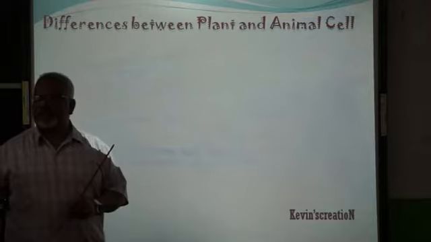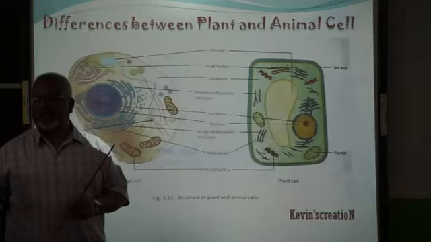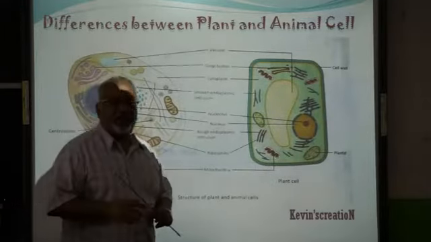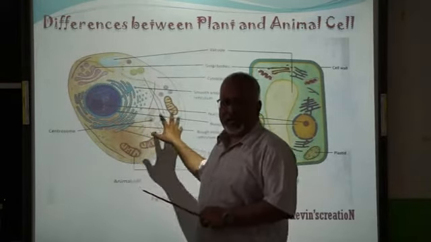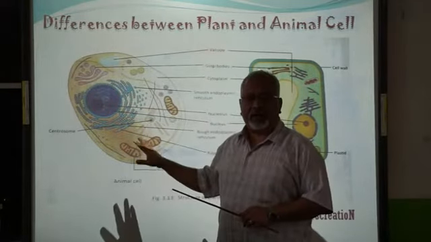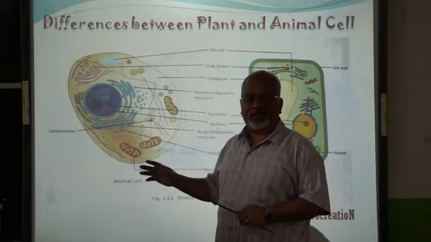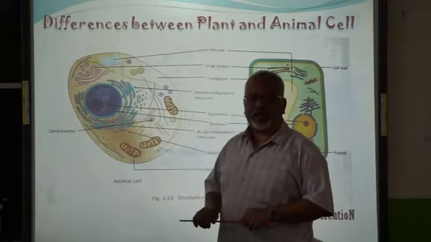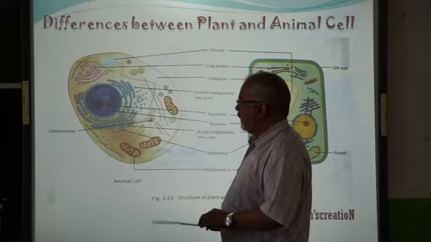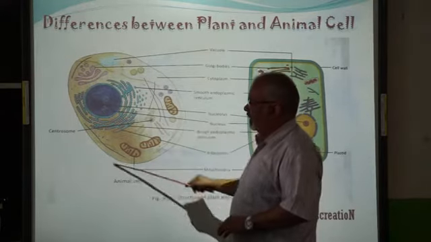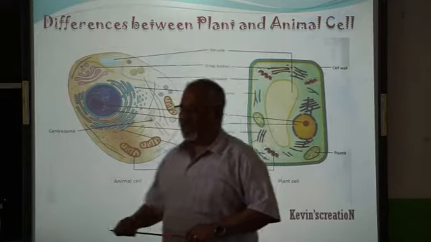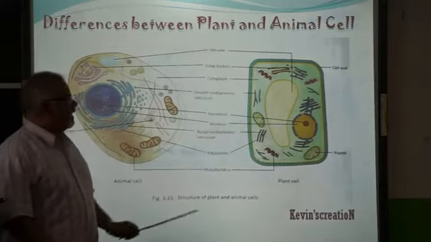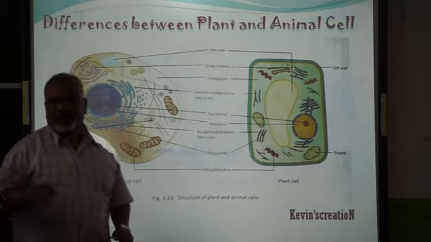Now, differences between plant cell and animal cell. First we will see it in the diagram and try to understand. After that I will give you the table where you can see clear-cut differences between plant and animal cell. So this is the animal cell, and on the other side you can see the plant cell. One by one we will be discussing.